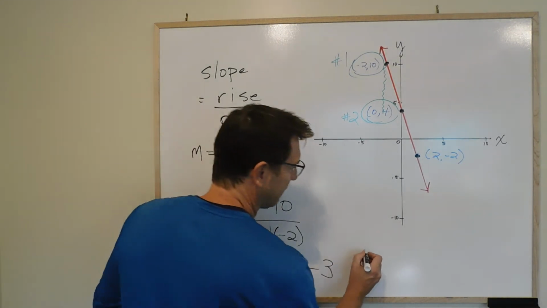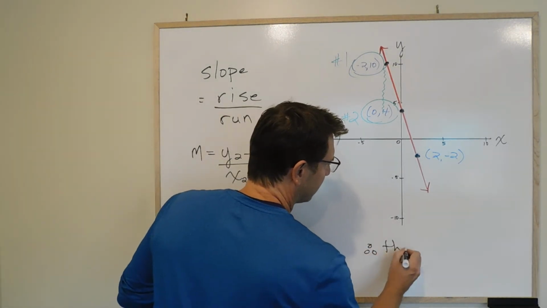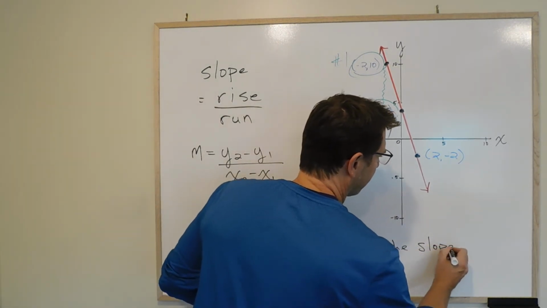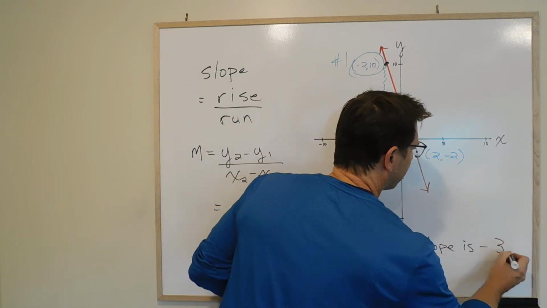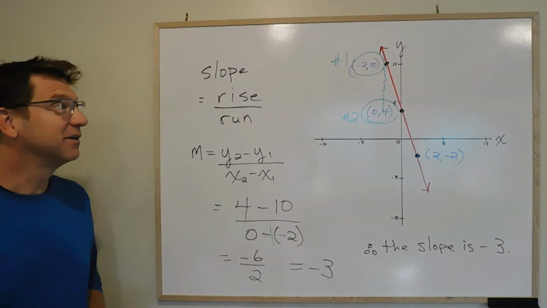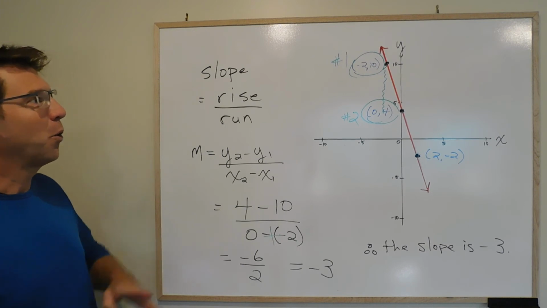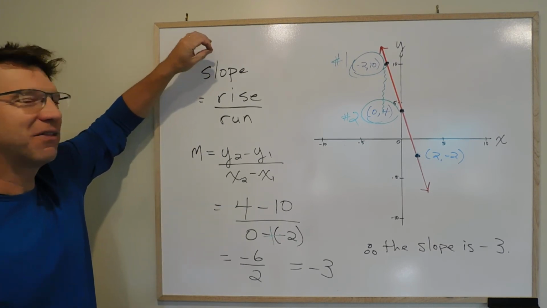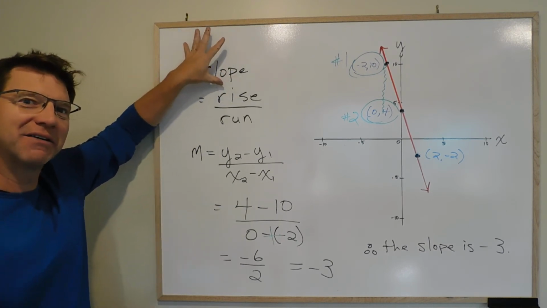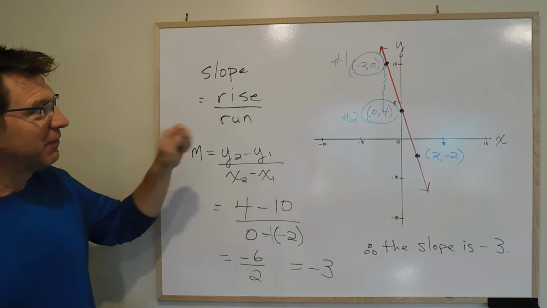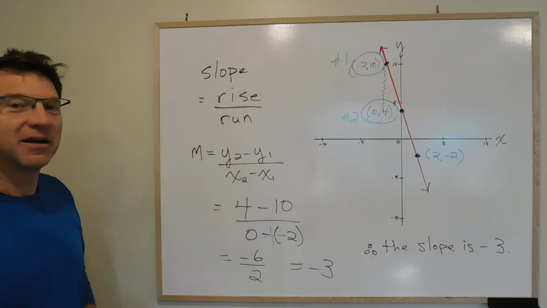And we say, therefore, the slope is -3. Now that should be no surprise at all, because when we started this video, we knew it was y equals -3x plus 4. We knew -3 was the answer for the slope. But if you don't know it, that's how you end up getting it.